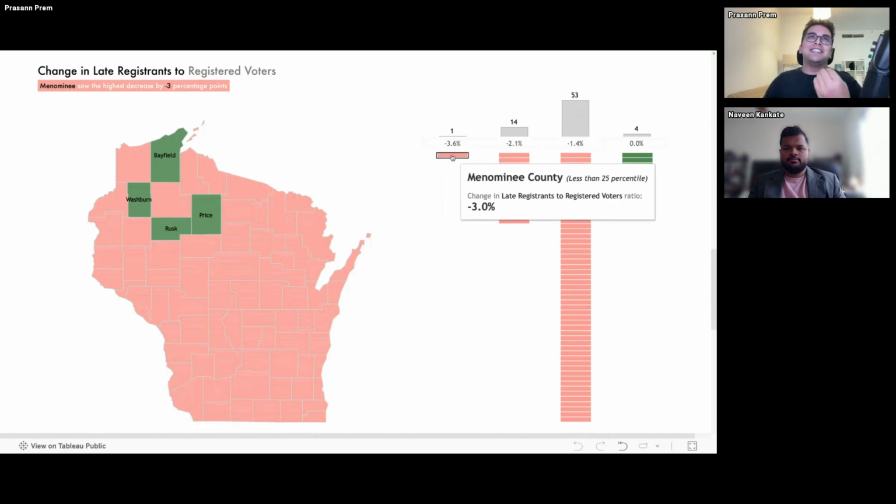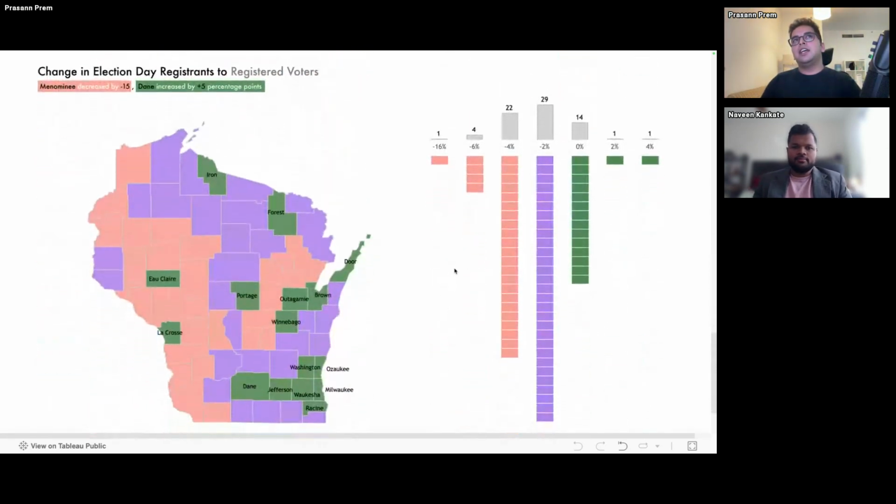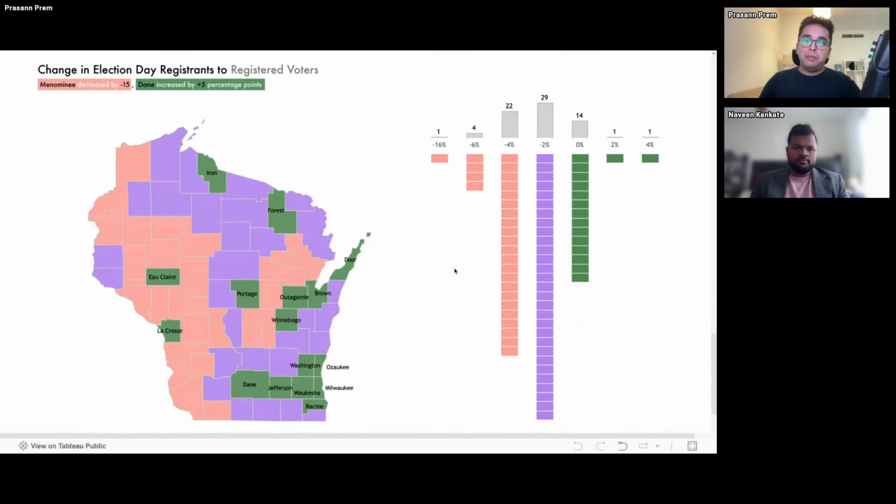Again, the one that has the lowest is Menominee County again. So somewhat there is a factor that there has been a decrease in the late registrants to registered voters ratio altogether. Now, all these three different metrics have given us some perspective, but we still couldn't find out what was the big pull. So now the last metric that we have is election day registrants, the people who are registering on the election day itself.